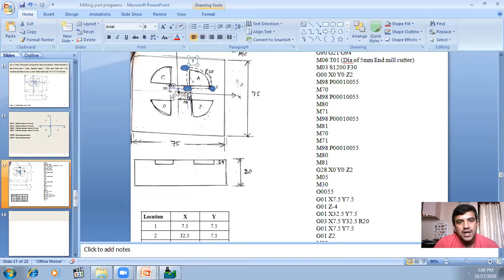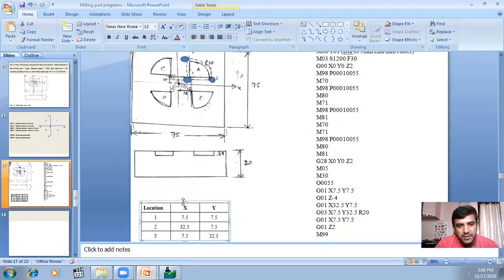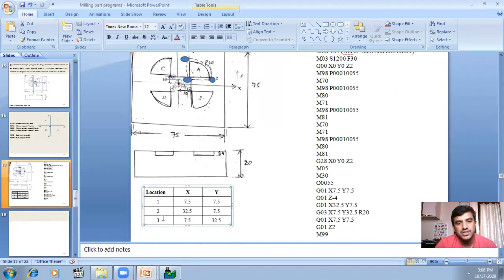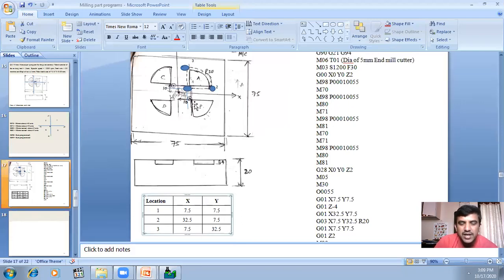The x value, from the horizon, is 7.5. The Y value from the horizon is 10 plus 20 plus the radius of the cutter 2.5, total 32.5. Now you can see this table. From the table you can see that the 3 locations are there, with their x and y coordinates. If you understood this, then you can easily write the program for portions B, C, D.